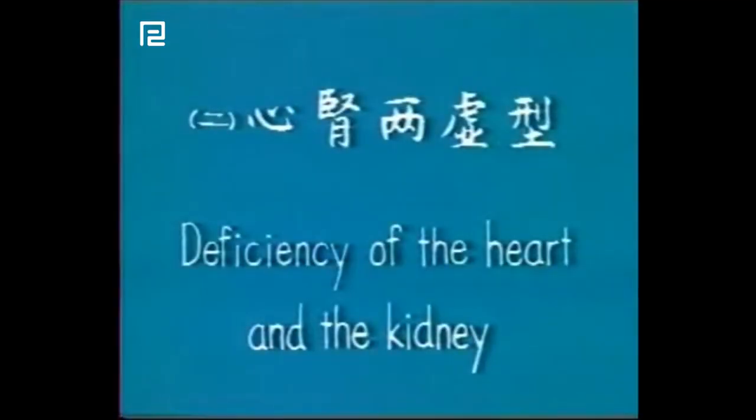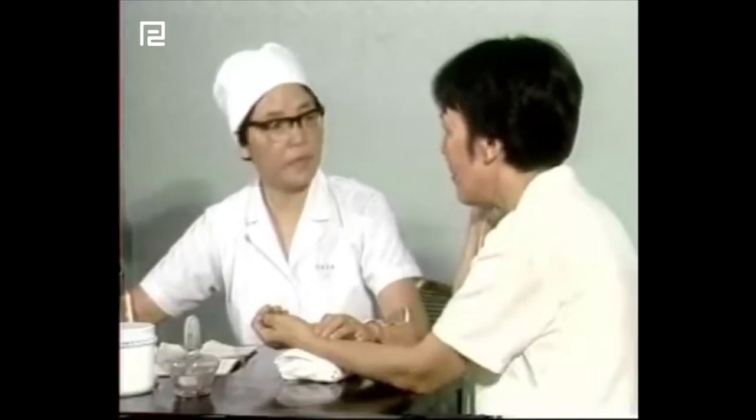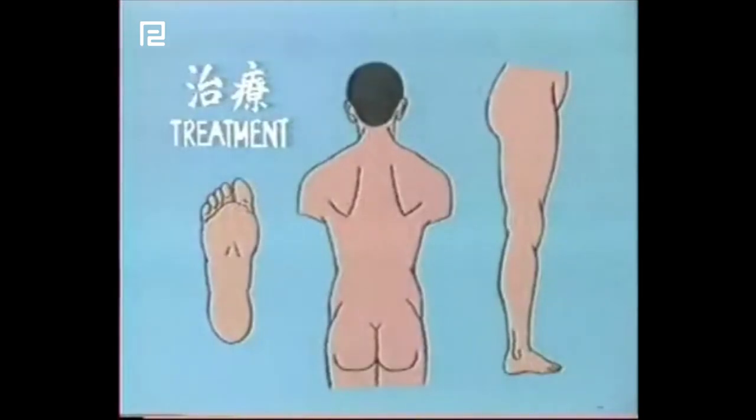Two, deficiency of the heart and the kidney. The patient feels mental confusion accompanied with reticence, less frequent speaking, dizziness, tinnitus, palpitations, insomnia, and soreness of the lower back. Sometimes the patient may have tremors of the 4 extremities. The pulse is thready and rapid, and the tongue is red with a thin coating.